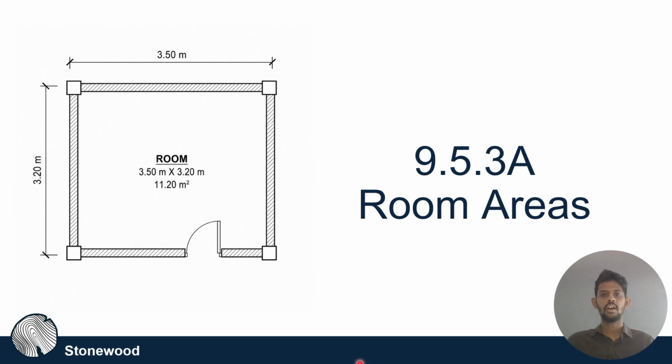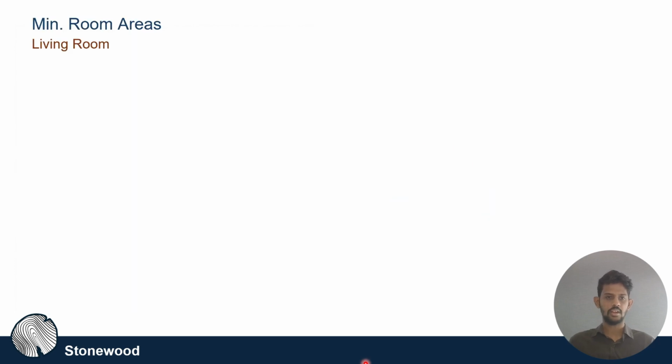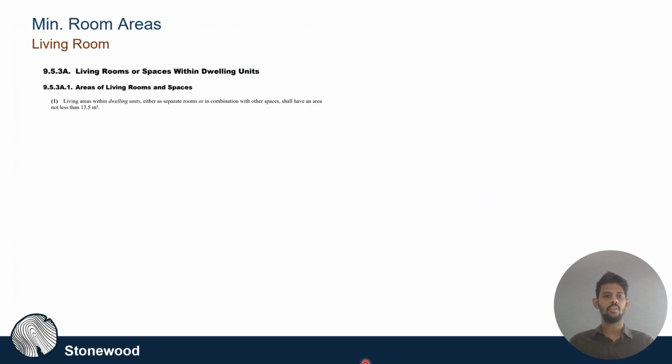In this video we are going to learn about the minimum room areas under 9.5.3a. Alright, so let's start with the living room. Let's read 9.5.3a point 1, areas of living room. So living rooms within the dwelling units, either as separate rooms or in combination with other space, shall have an area not less than 13.5 square meter.